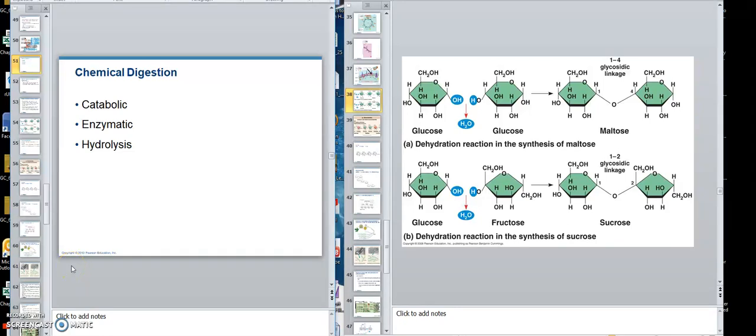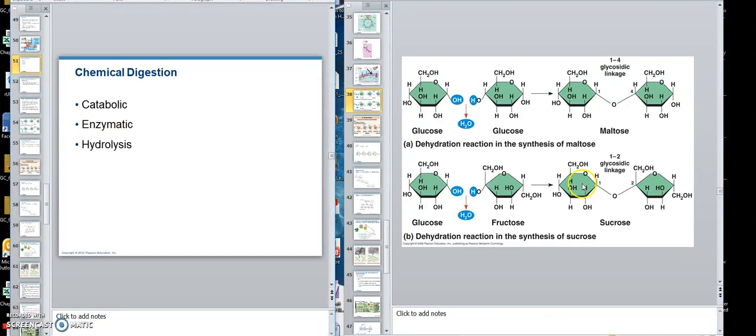Okay, class, now we're ready to get into chemical digestion. Let's look first at some of the carbohydrates. This right here is maltose. So we're looking at disaccharides. Maltose is glucose covalently bonded to glucose.